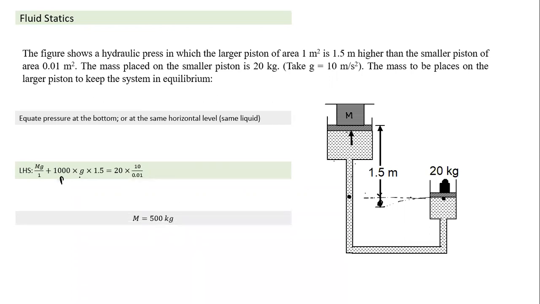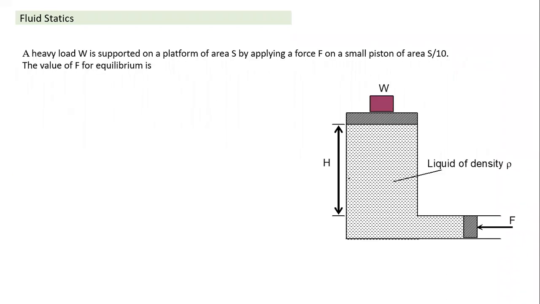So if they are at the same level, masses or weights are in the same proportion as the area. But if they are not at the same level, we can just equate the pressure in the same horizontal plane in the communicating liquid, and we can form an equation and solve this question.